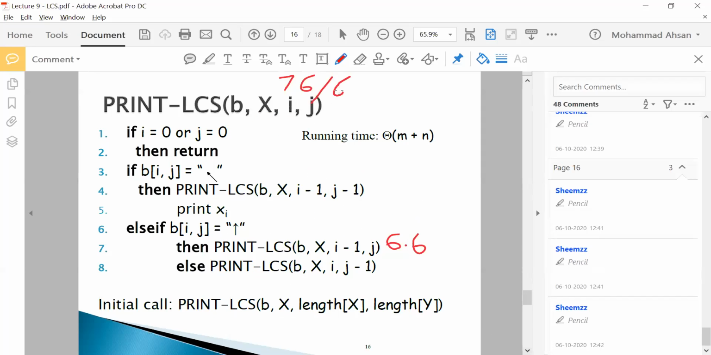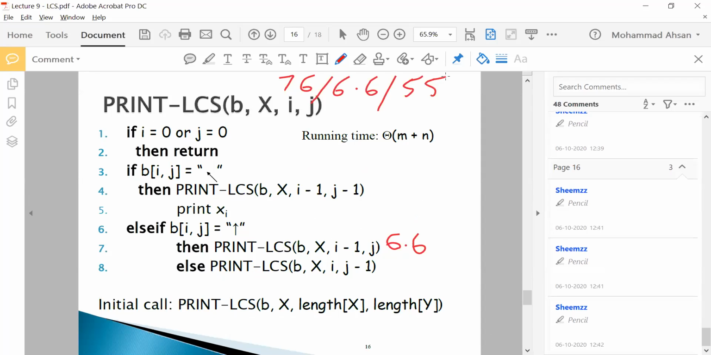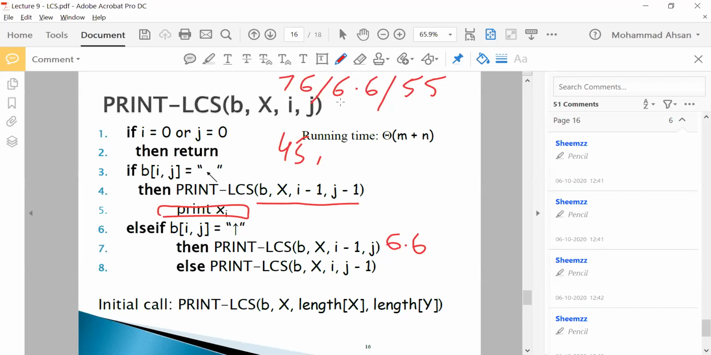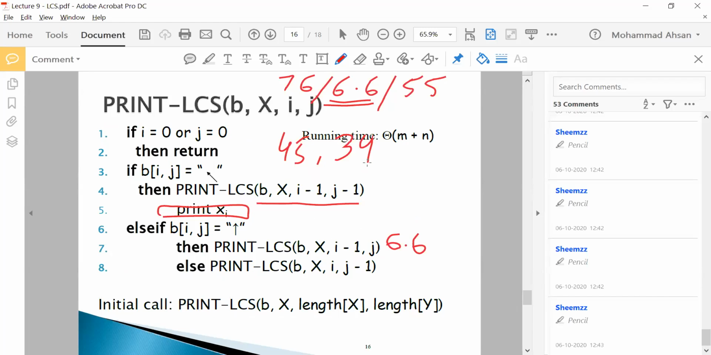So I'll just write it down here. It calls 6, 6, then it calls 5, 5 because it goes diagonally. Once it calls 5, 5, it is again going up. It will call 4, 5. And you see the print is only there when you are calling the diagonal value. So we call diagonal at 6, 6. I'll underline that, and we called diagonal at 4, 5. After 4, 5, we have 3, 4, and that is the diagonal value.